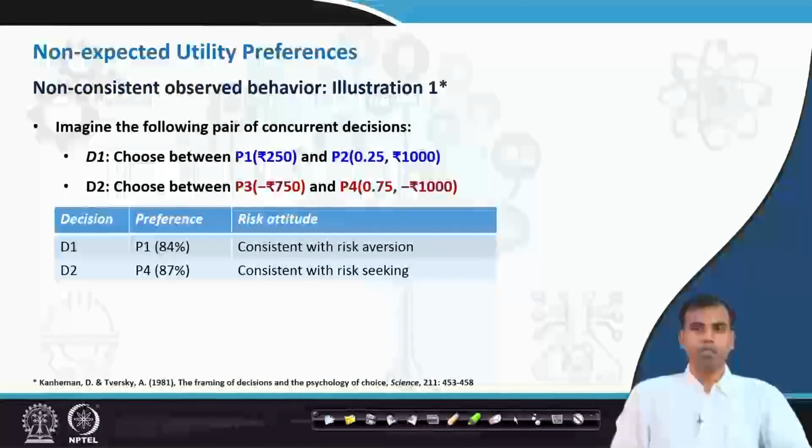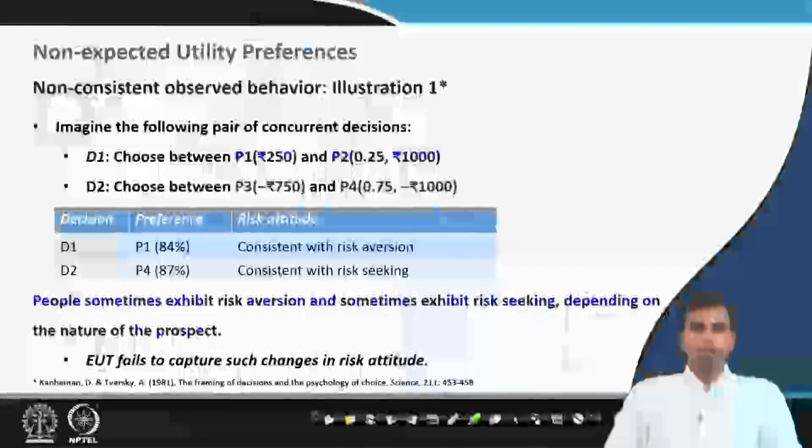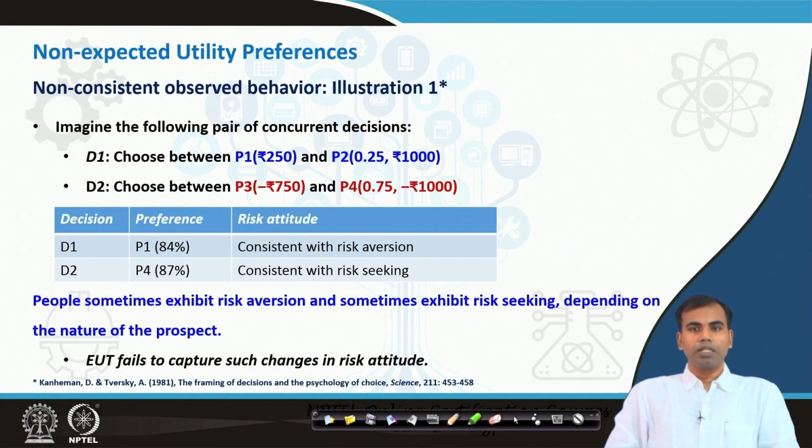The conclusion is people sometimes exhibit risk aversion and sometimes exhibit risk seeking behavior depending on the nature of the prospect. As we have seen, these two prospects have different natures, and that is why the people whom Kahneman and Tversky experimented on exhibited different behavior under different circumstances. This is where expected utility theory failed to capture realistic behavior.